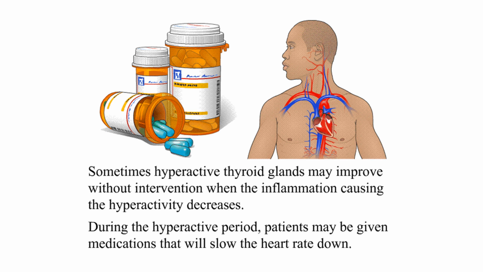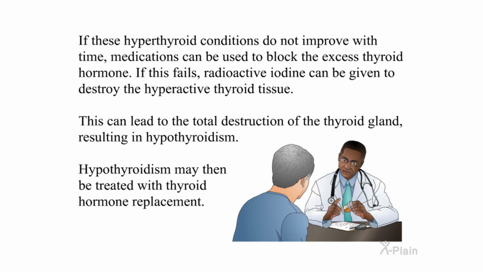Sometimes, hyperactive thyroid glands may improve without intervention when the inflammation causing the hyperactivity decreases. During the hyperactive period, patients may be given medications that will slow the heart rate down. If these hyperthyroid conditions do not improve with time, medications can be used to block the excess thyroid hormone. If this fails, radioactive iodine can be given to destroy the hyperactive thyroid tissue.